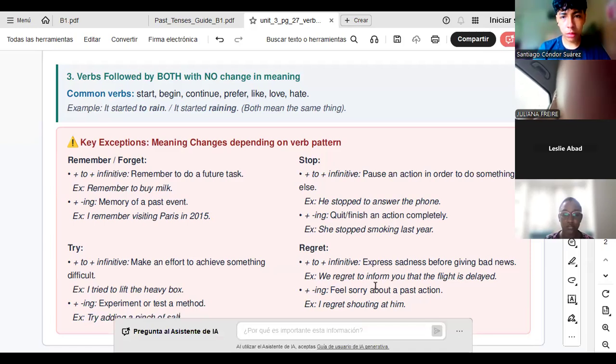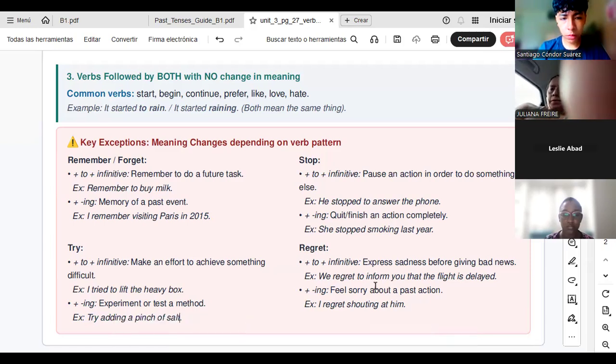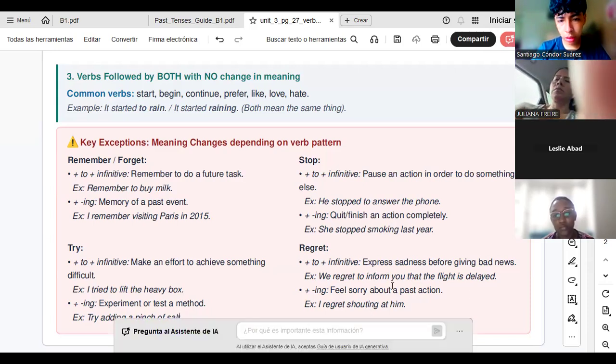Finally, we have regret. Plus infinitive expresses sadness before giving bad news. We regret to inform you that your flight is delayed. Lamentamos informarle que su vuelo se ha retrasado. So you're giving bad news with infinitive, okay? With ing, feel sorry about a past action. I regret shouting at him.